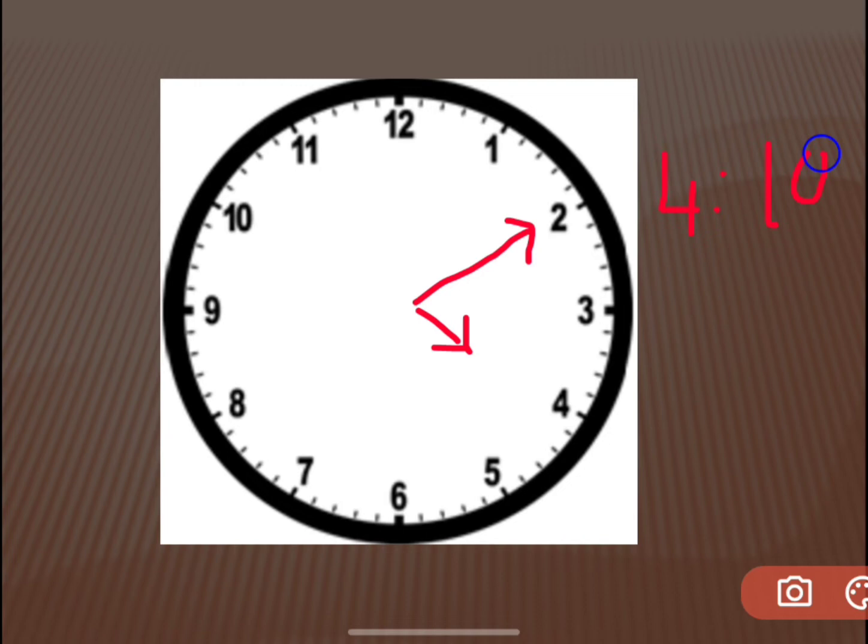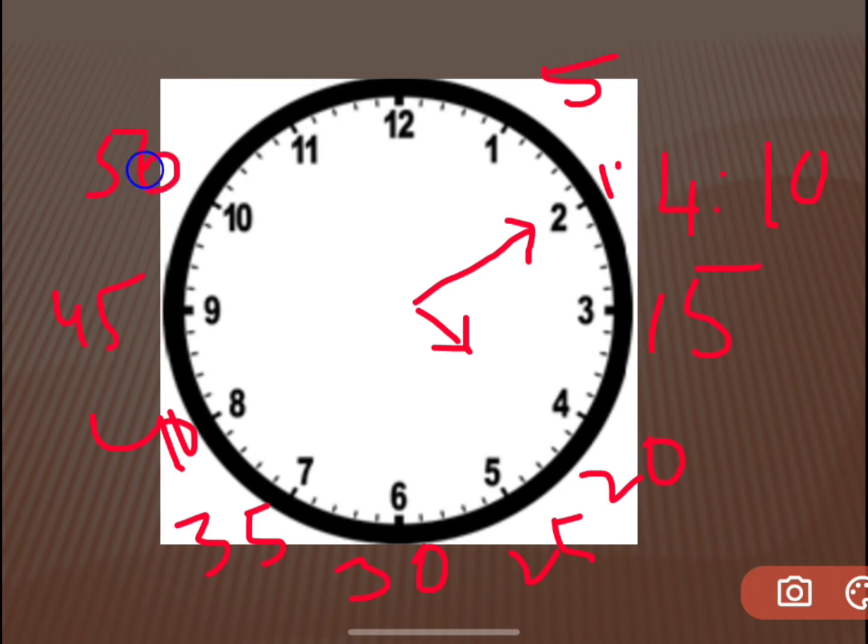So if you calculate, 1 will be 5, 2 will be 10, 3 will be 15, 4 will be 20, 5 will be 25, 6 will be 30, 7 will be 35, 8 will be 40, 9 will be 45, 10 will be 50, 11 will be 55, isn't it? And after 55, when you reach 12, it becomes 0 again. Then where are the other numbers, children? 5 you have, 10 you have, 15 you have. So these lines, can you see them in between?